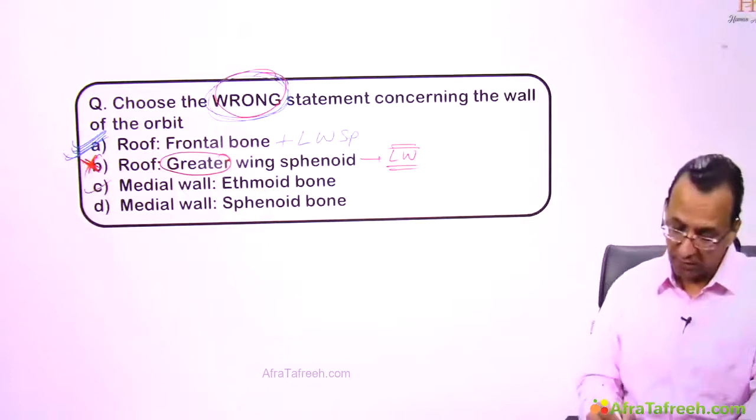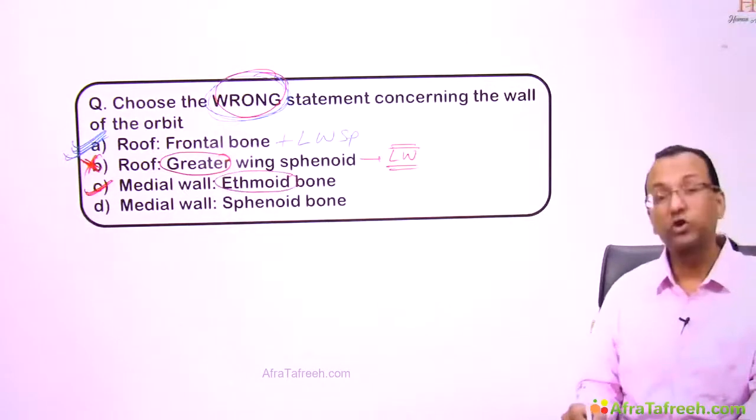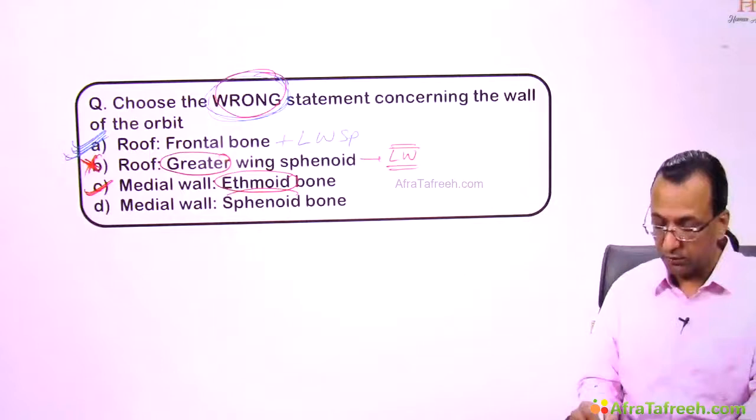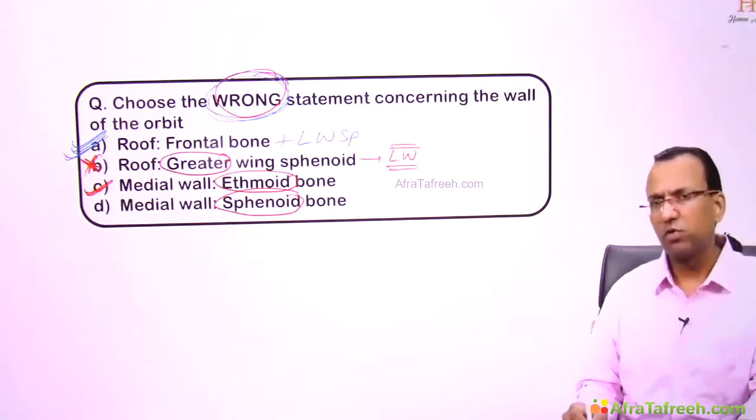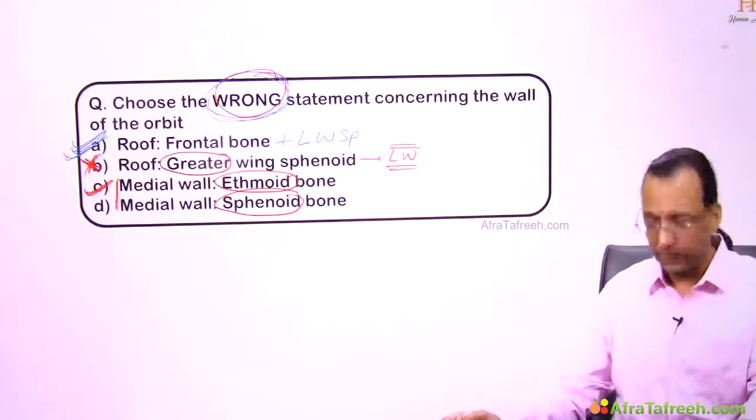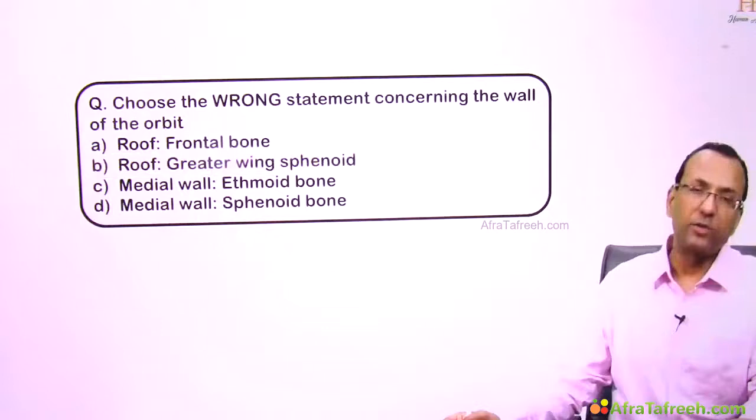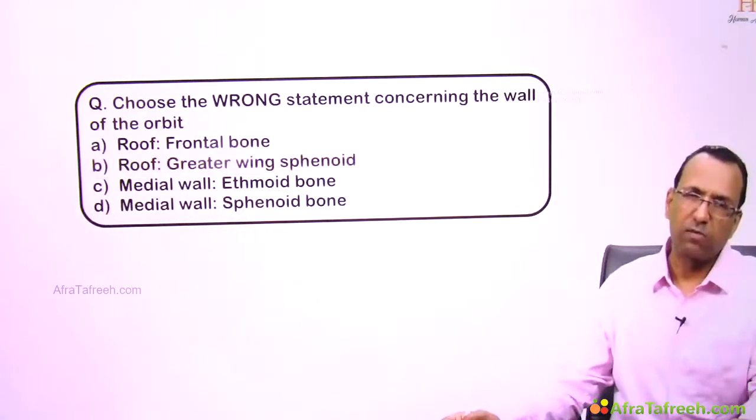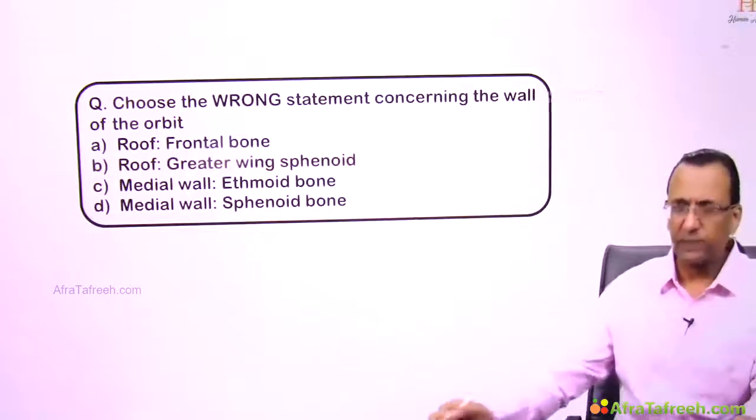Then you mean to say medial wall is ethmoid bone? Of course, not only ethmoid, but also body of sphenoid. And one more. Who is that? The lacrimal bone, maxilla bone. So medial wall is okay? Yes. The only problem is here. So we'll keep this answer. Yes, because roof is not greater wing. It is lesser wing. Greater wing is lateral wall of orbit. Some orientation you need.